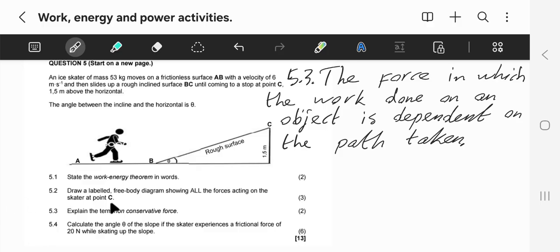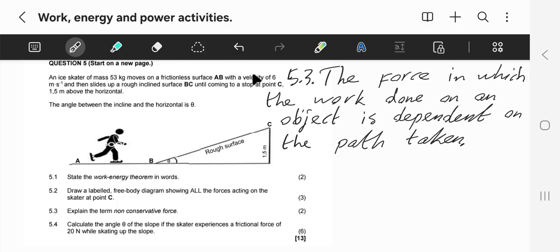Now let's move on to 5.4. 5.4 says, calculate the angle theta of the slope if the skater experiences a frictional force of 20 newtons while skating up the slope. So for us to answer this one, guys, this is what we have to firstly do. We go to this diagram of ours first and our statement. So when you read our statement, we see that the skater has a mass of 53 kgs. They move up a frictionless surface AB. So between point A and B, there's no friction there.